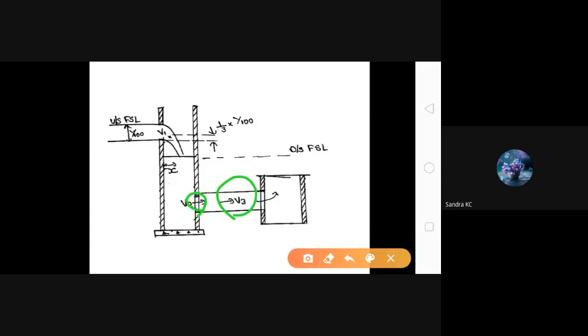Okay, so we need to determine the head loss due to that sudden enlargement. So you write the second head loss as head loss due to sudden enlargement.